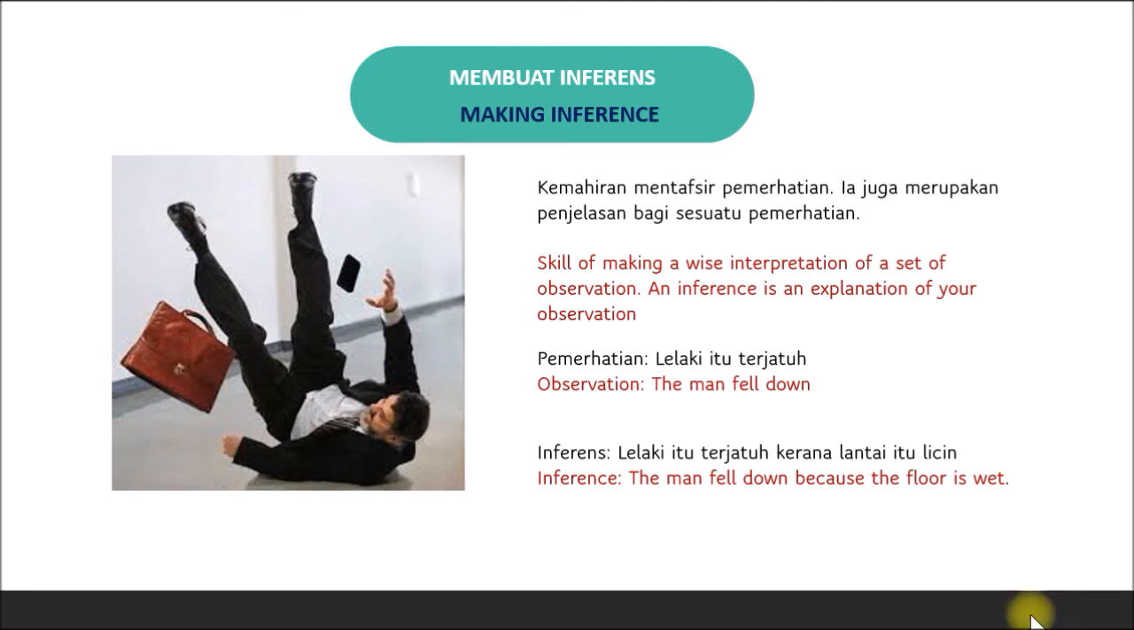But be careful, you must differentiate between how to make an observation and how to make an inference. Okay? You have to remember, observing is to describe what you see, what you hear, what you taste, what you feel or what you smell. While inferring is you interpret what you think about what you hear, what you see, what you taste, feel or smell. That means it supports your observation. Okay, let's look at the example here. Let's find out what is the observation for this picture. Yes, the man fell down. So can you think what is the inference of this observation? The man fell down because the floor is wet.